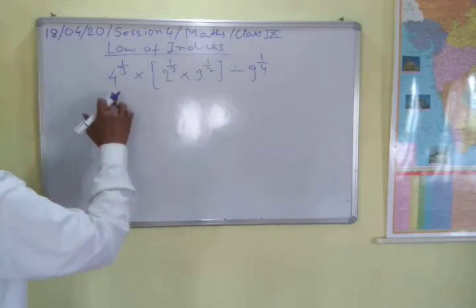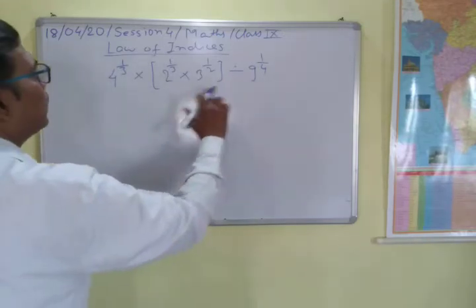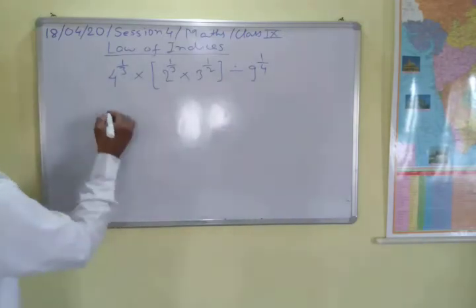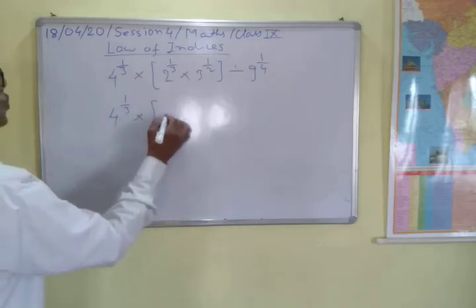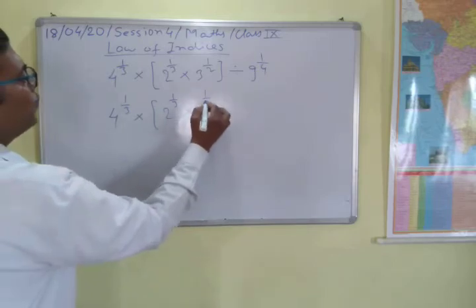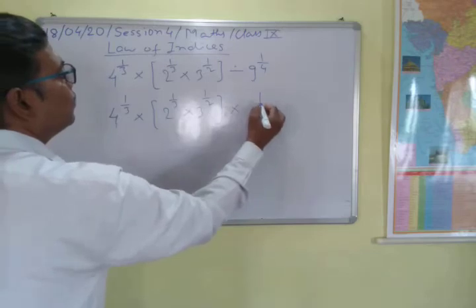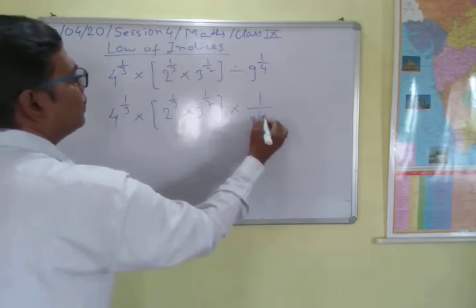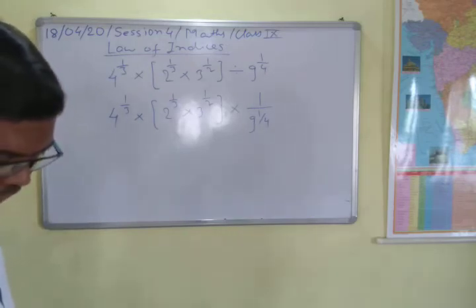Here you can see that this is division. So we have to divide first, that is this divided by this. So we can write here 4 to the power 1 by 3 into 2 to the power 1 by 3 into 3 to the power 1 by 2, and into it will be 1 by 9 to the power 1 by 4. Because of this division, we will write like this.